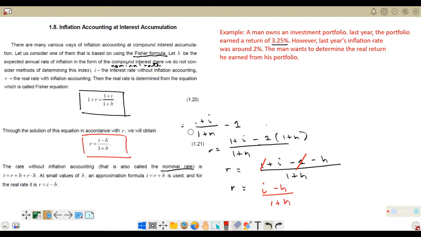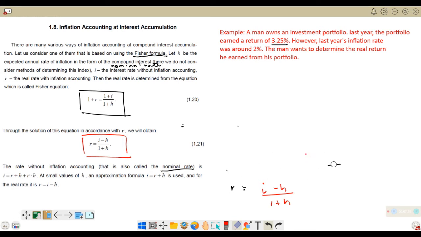Okay. So, the rate without inflation accounting, that is also called the nominal rate, ito naman yung formula niya: R plus H plus R times H. So, at small values of H, kapag mababa yung expected annual rate of inflation, the approximation formula is I, the nominal rate, is equal to R plus H. And for the real rate, it is R is equal to I minus H. So, kapag mababa yung inflation rate.